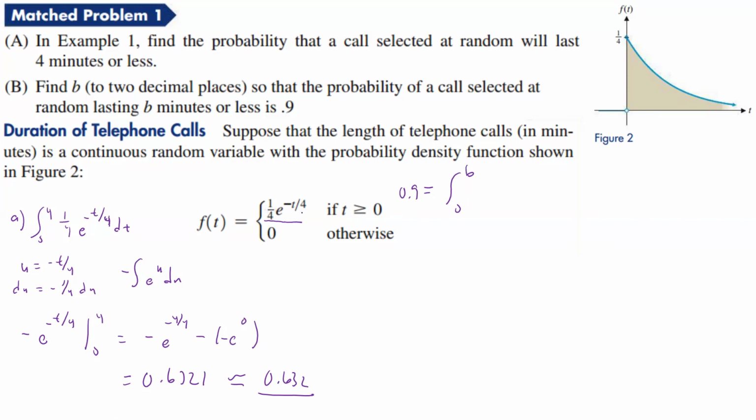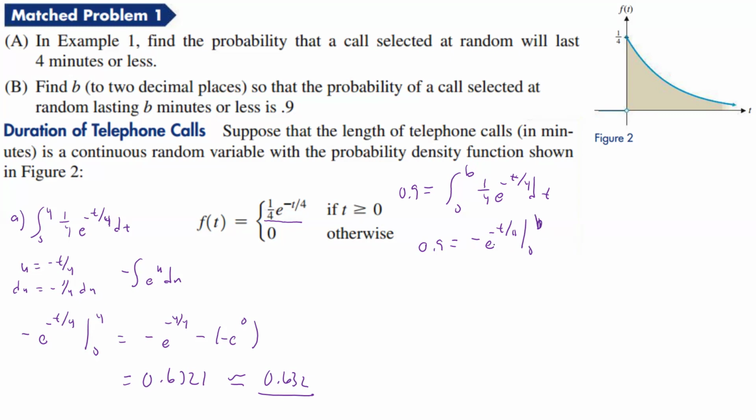And so we put our function back in. That's 1/4 e to the minus t over 4 dt. We're going to do the same thing. We're going to take that integral. And when we do that, guess what? We're going to get basically this here piece. So we're going to get 0.9 equals negative e to the negative t over 4 from 0, oops, not to 4, but to b.